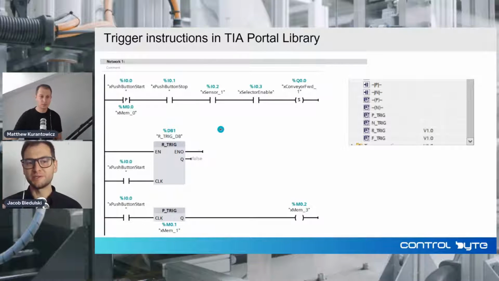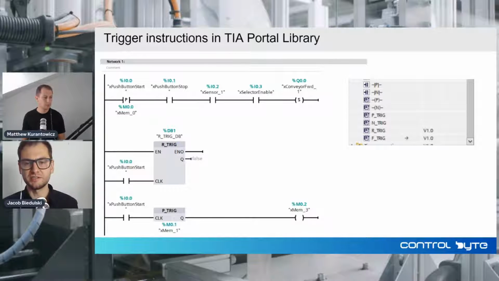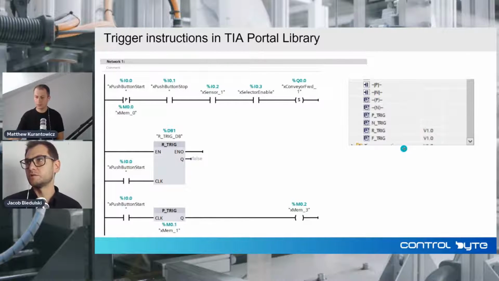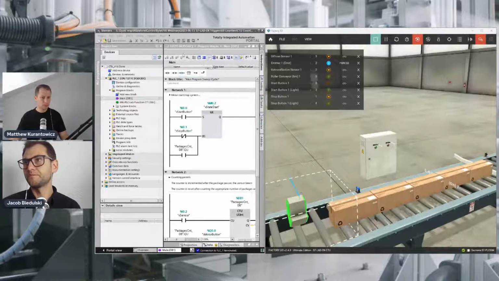Now you should remember that there are three types of rising edge detection instructions in TIA Portal. We'll start with the basic instructions and show you how it works with a live example. So let's move on to TIA Portal.